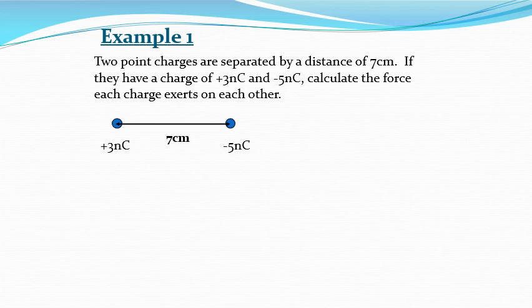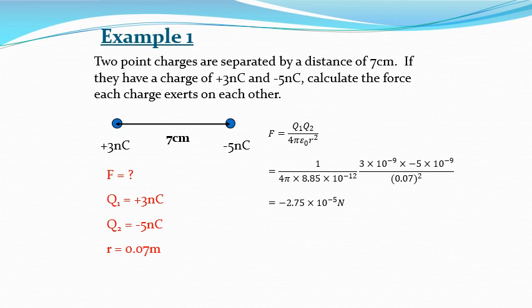So here's our problem. We've got two charges, a 3 nanocoulomb charge on the left and a -5 nanocoulomb charge on the right, 7 centimeters apart from each other. And we need to work out the force between the two. So we can look at our variables, remembering that distance should be in meters and taking into account any prefixes that we need to, and then we can substitute into our equation.